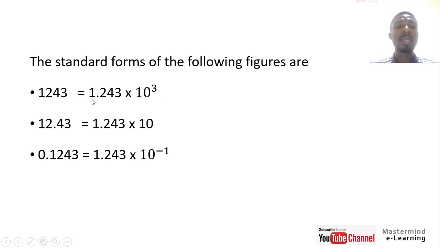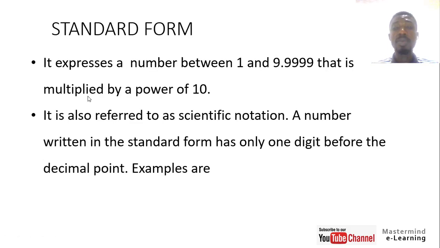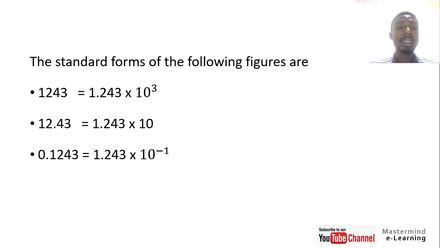You will see that the number before the decimal point lies between 1 and 9.9999. So the rest you express as a power of 10. 12.43, it means that we have to move the decimal point to the left once. So because we moved it once, the 10 is going to be to the power 1. So 1.243 times 10 to the power 1.